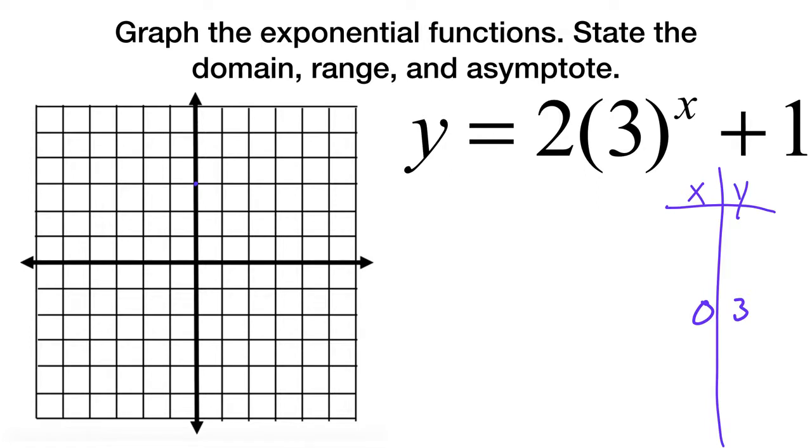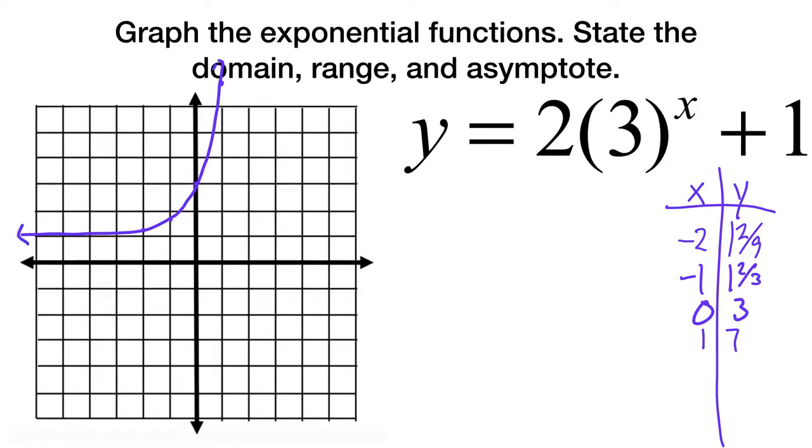If I say 2 times 3 to the first, that becomes 2 times 3 is 6, plus 1 is 7. So at 1, it's 7. I've already gone above my graph, so now I'm just going to go to negatives. 3 to the negative 1 is 1/3, times 2 is 2/3, plus 1 is 1 2/3. And then negative 2 is 1 2/9.